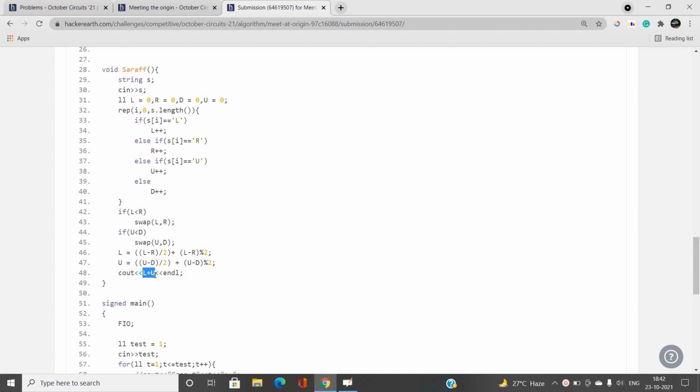So first of all, I will calculate for the x coordinate. It should be (L minus R) divided by 2, plus, if it is odd, this will increment it by 1. Otherwise, if this is even, it will return 0. Similarly for the y coordinate also, and finally print the total number of operations, which is the minimum number of operations required to complete this step. So this will give you all test cases passed.